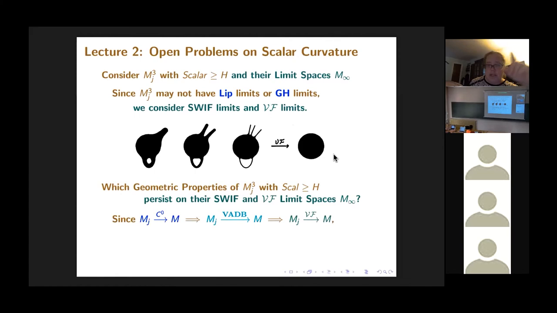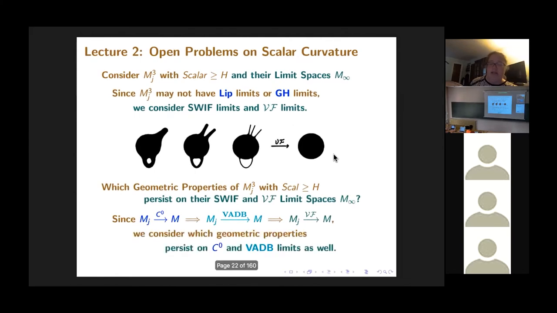We can use this, in 1 second I'll answer the chat. We can consider which geometric properties persist under C^0 and VADB convergence as well. Let me just glance at the chat. H is a real value. Yes, scalar curvature is a real number. So H is a real value. However, we're mostly going to be considering H zero or positive.